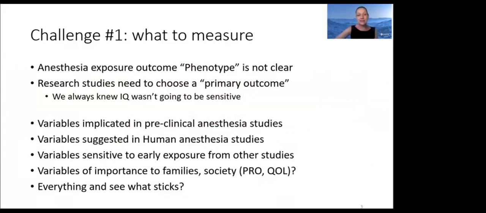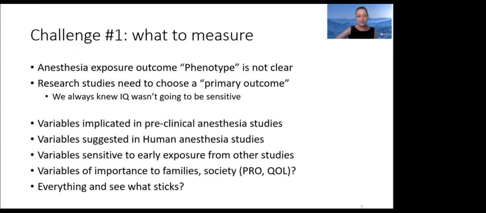Challenge number 1 really surrounds what to even measure. We don't have a clear phenotype of anesthesia exposure and outcome. And when we do research in this area, for statistical reasons, we have to choose a primary outcome, quote unquote. And so most of the studies chose IQ. But we always knew that IQ was not going to be sensitive.